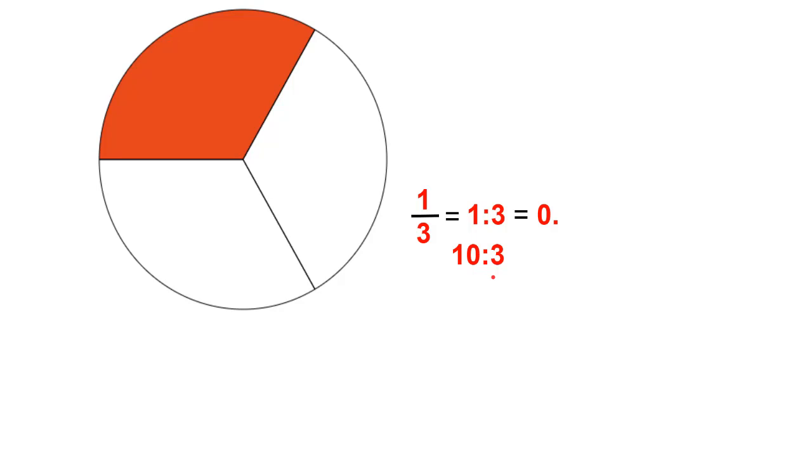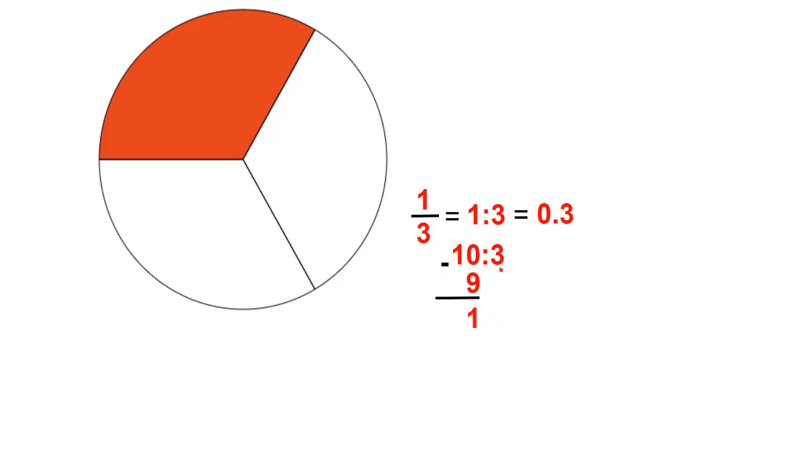10 can be divided by 3, not evenly. We'll have a remainder, but it's very useful. Let's see how we do that. 10 divided by 3 is 3. 3 times 3 is 9. We subtract, we get 1.